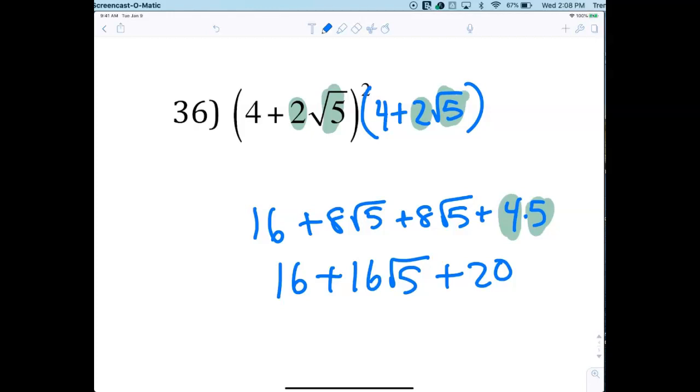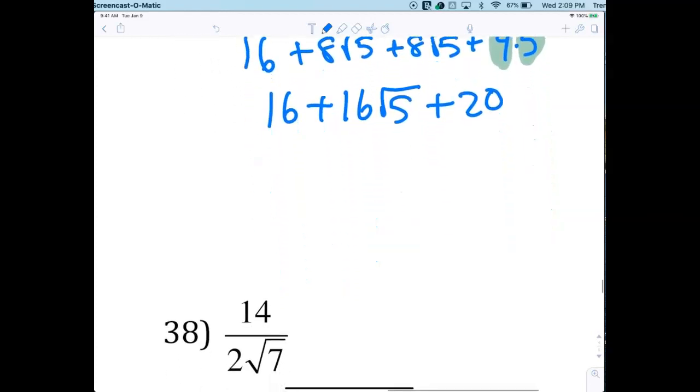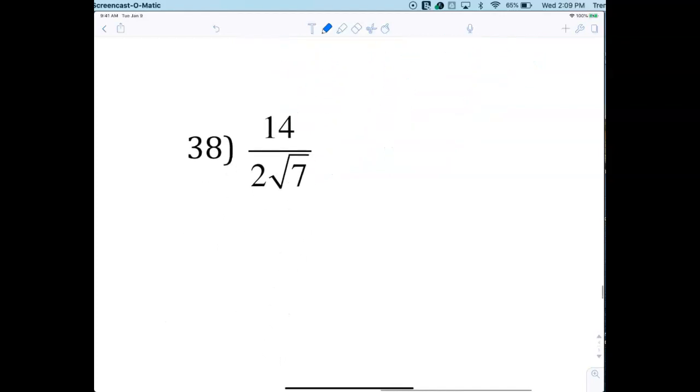Why didn't I carry the radical sign on the last one? Radical 5 times radical 5 is what? Right? That's why you practice. I'm telling you, this is how you write in advanced math. We don't always have fractions or decimals. So your final answer here is what? 36. You can't combine those. 38.